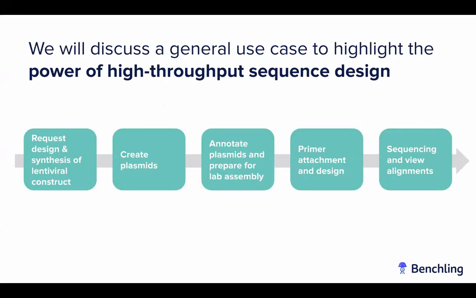So the workflow we're going to talk about end to end today starts with the request for a synthesis and design of a lentiviral construct, which then requires plasmids to be designed and generated by a vector design team. For these plasmids to be annotated and prepared for assembly at the bench, for primers to be both designed and attached for sequencing, and then for sequencing to occur so that you can see, is what I designed in a computer actually what was generated in the lab?